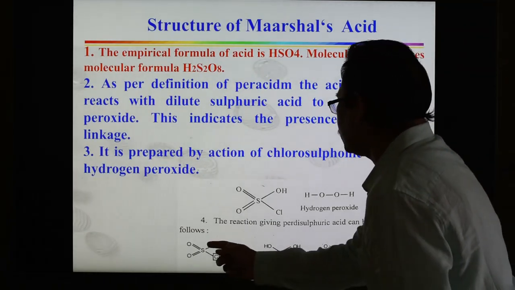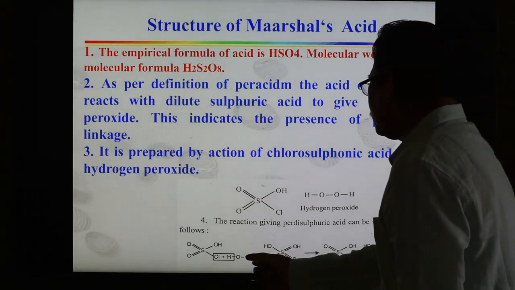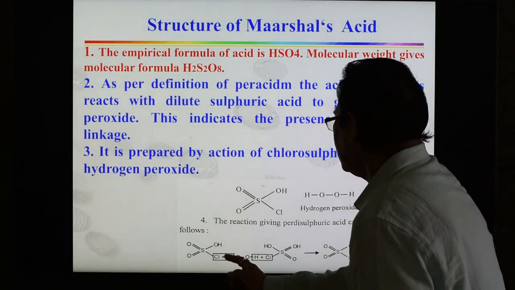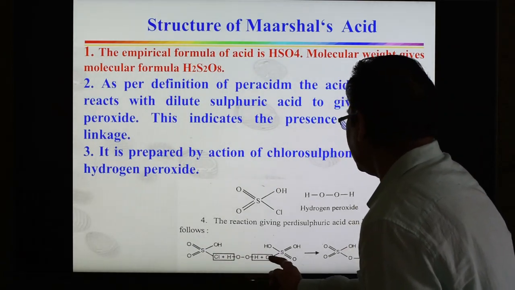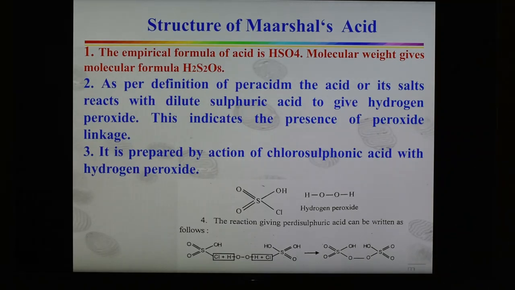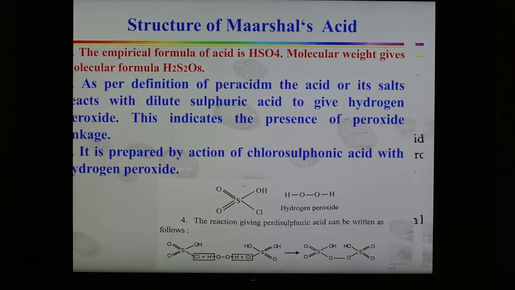We have to take 2 moles of chlorosulfuric acid and 1 mole of hydrogen peroxide. Cl from this and H from this, 2 HCl get replaced, and we get this type of H2S2O8, peroxydisulfuric acid. This is another method of preparation of Marshall's acid, and this is the structure of the compound. Two tetrahedra, this one and this other one, join together, forming this structure for Marshall's acid.